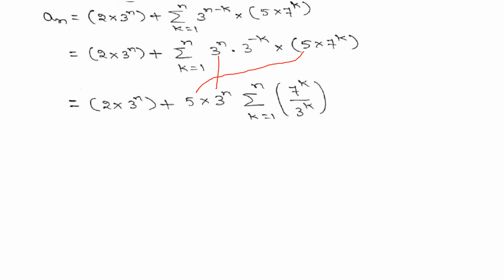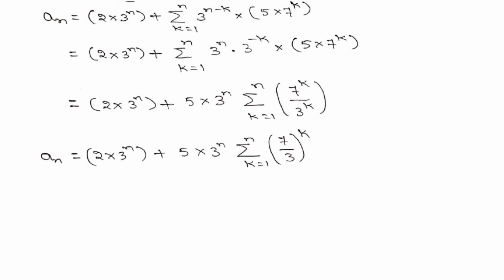So what we have is the summation from k equal to 1 to n of 7 to the power k divided by 3 to the power k. Thus 7 to the power k divided by 3 to the power k can be written as 7 by 3 whole to the power k.